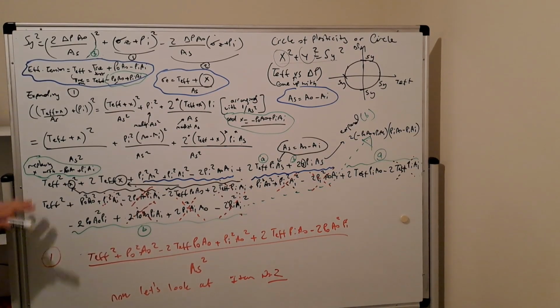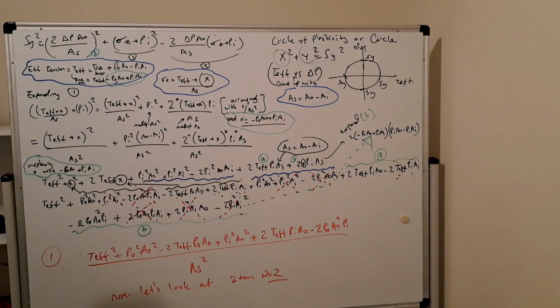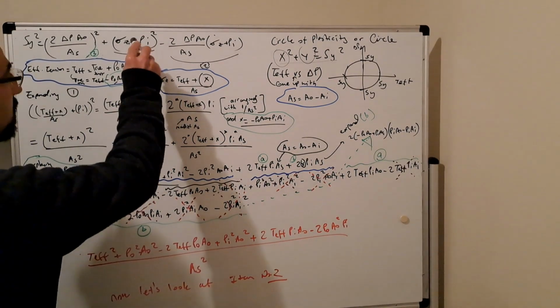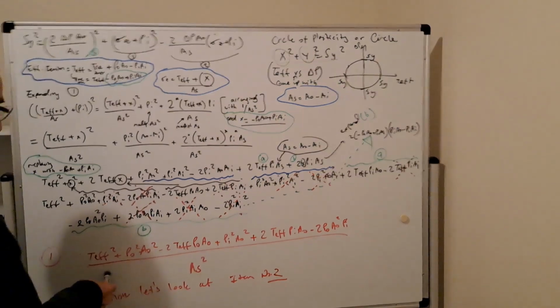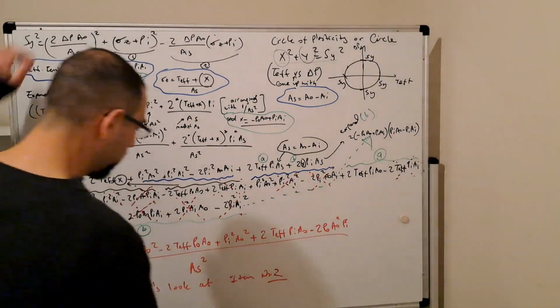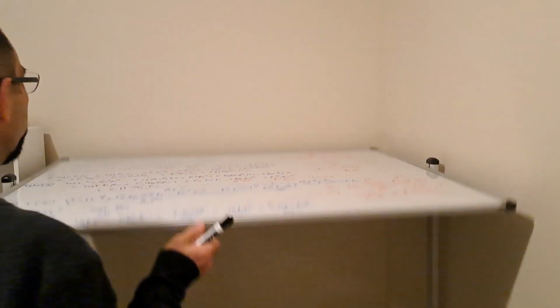So we will expand it one by one, as I mentioned, because otherwise it's going to get too messy. So that's number 1 over here. We basically converted the true state into an effective state, and now we are going to look at item number 2, which is this term over here.